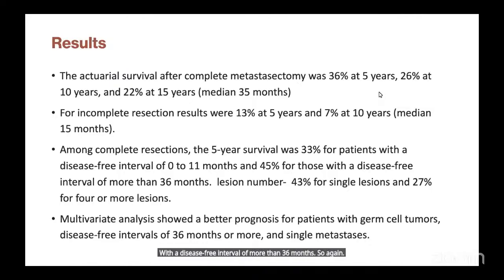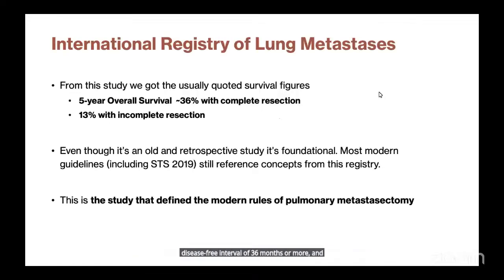So again, it showed that the disease-free interval, which indicates the aggressive nature of the tumor biology, is one of the prognostic factors. And then the lesion numbers. For single lesions, we had over 43% 5-year survival. And when you compare that to patients who had 4 or more lesions, that survival went down to about 27%. So again, metastatic lesion number was supported there. The multivariate analysis from this study showed a better prognosis for patients with germ cell tumors, a disease-free interval of 36 months or more, and single metastasis.